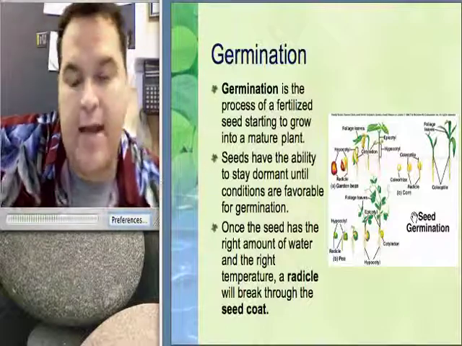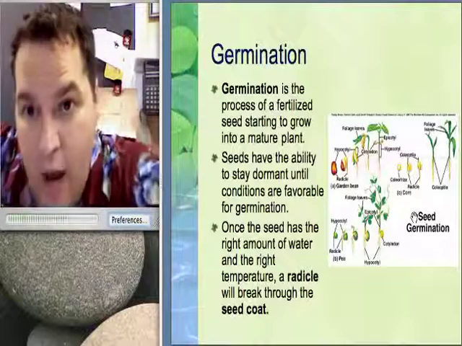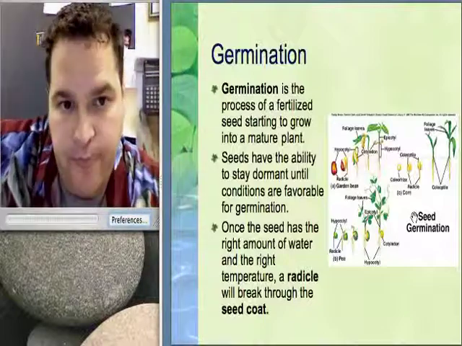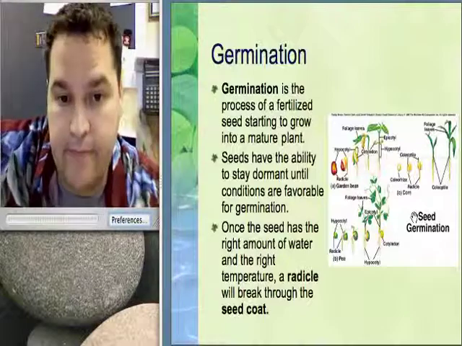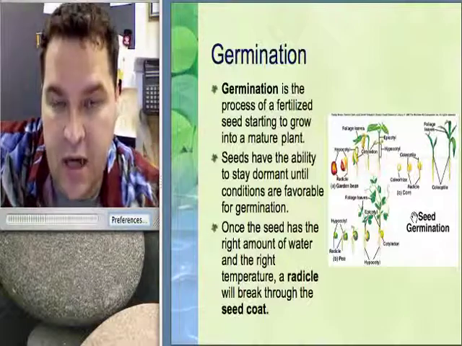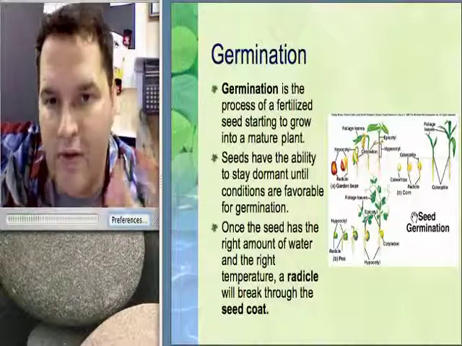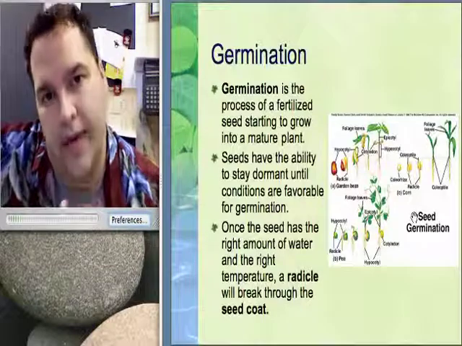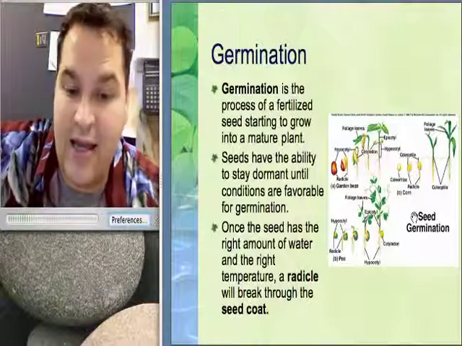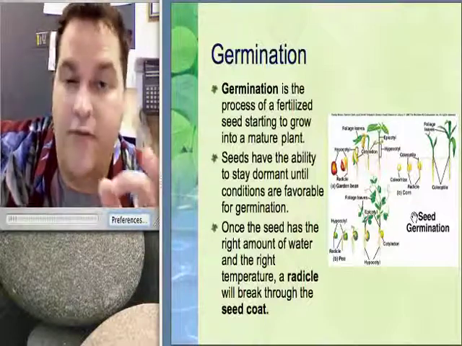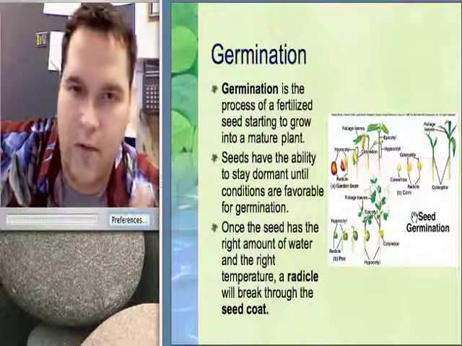All right? Now, once the conditions are just perfect for that seed to continue to grow, it will germinate. It will break through the seed coat, which is the protective coating around the seed, and a radical will emerge that will eventually become the new plant. And that's what's great about seeds, is that they can lay dormant until conditions are right. If it's too dry, they're not going to germinate. But if it's got enough moisture and enough heat, we're good to go.